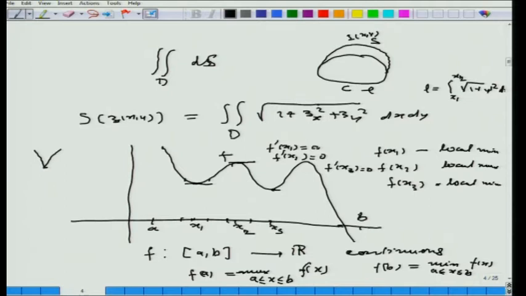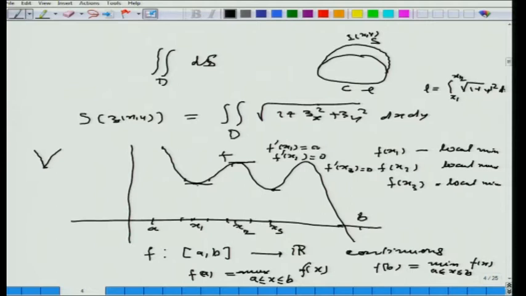Such a point is called the global maximum, or at a certain point the function takes the minimum value over the whole interval, and such a point is called the global minimum. And there are certain other points in the interior of the interval, or it may be at the endpoints also, where the function can have a local minimum or local maximum.